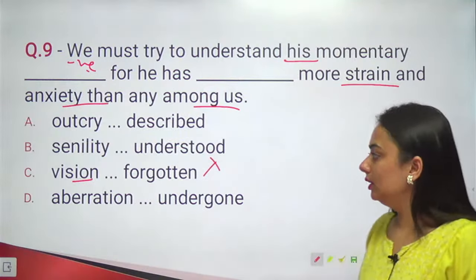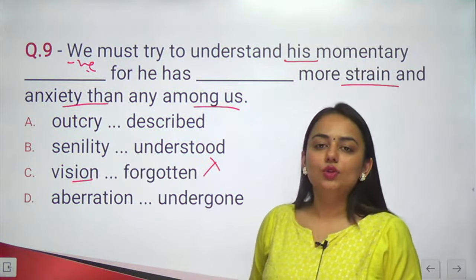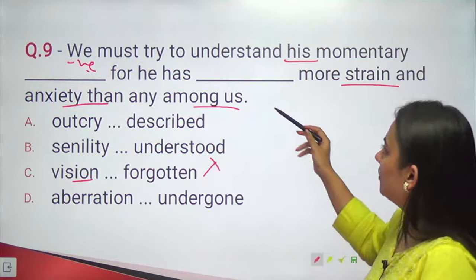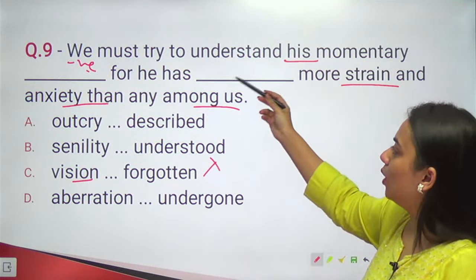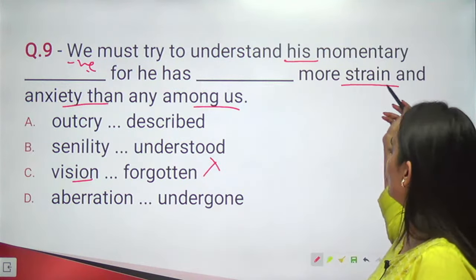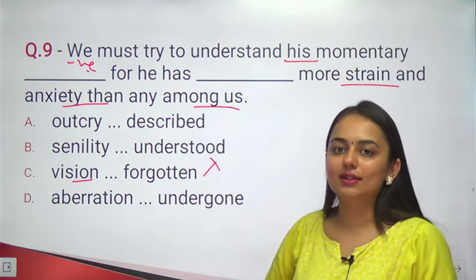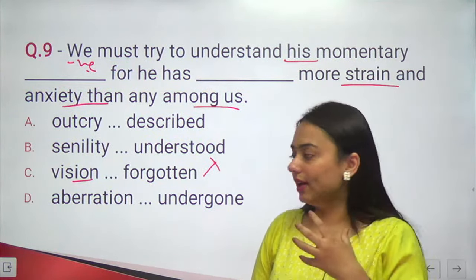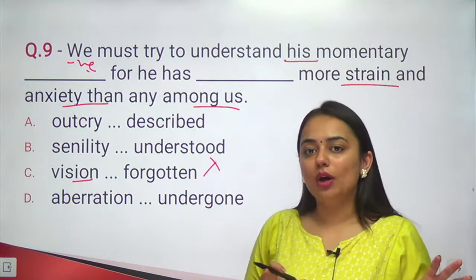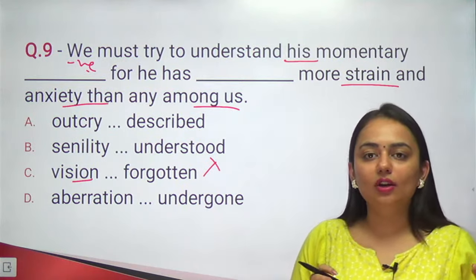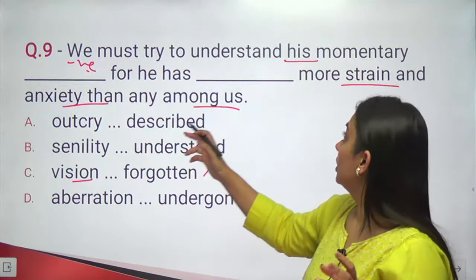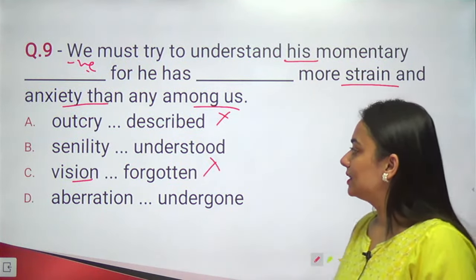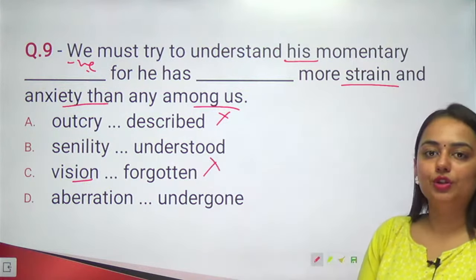If we look at all the words, the first one is outcry. So outcry is a roar or a cry for something. Described. So can we say we must try to understand his momentary outcry, for he has described more strain and anxiety than any among us? It won't make sense, because he is the one who's been crying about things and talking about his anxiety. That is the reason we should understand his momentary outcry. No, this won't make any sense. Senility and understood. What should be the answer?